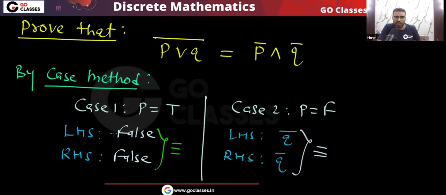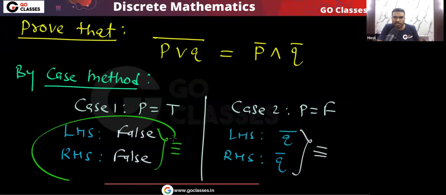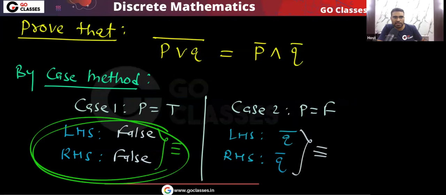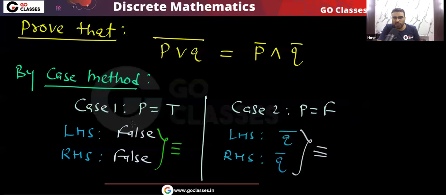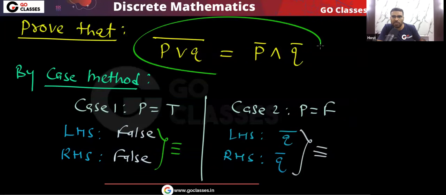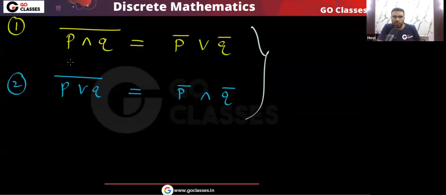So one thing you notice is that only two cases are possible. In case 1, LHS and RHS are equivalent. In case 2 also, LHS and RHS are equivalent. In all the cases, LHS and RHS are equivalent, so they are always equivalent. Okay, this is the proof. So very easy. This is the De Morgan law.